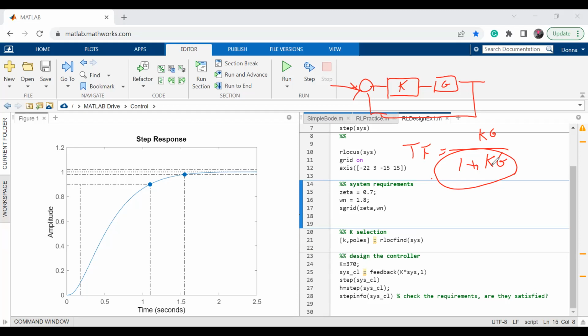You can use rlocfind, the same method that I showed you, that piece of code. Say, I know it should be around here. You pick, and then you have a K value. You plot your step response and check if you're meeting the requirement. If not, if you're close, you know the pole has to be around there, right? Start changing your Ks, which result in a different pole, until you meet the requirement. This is a controller design, right? So far, PID controller, lead lag, and pole placement.